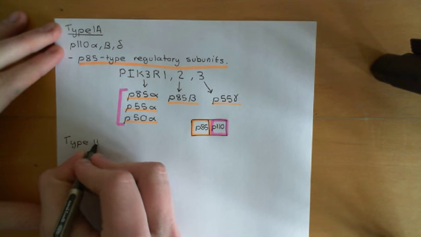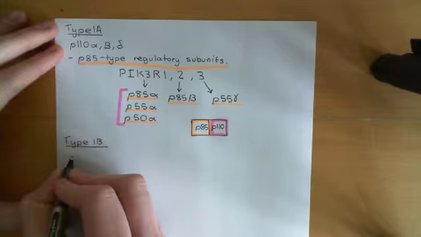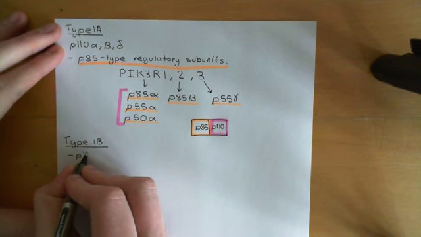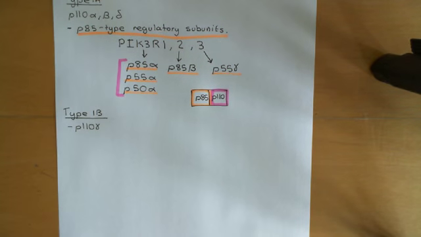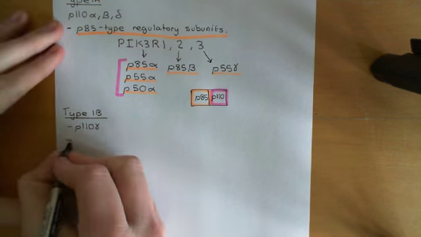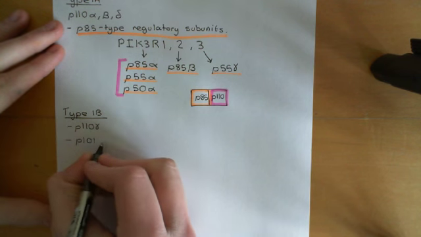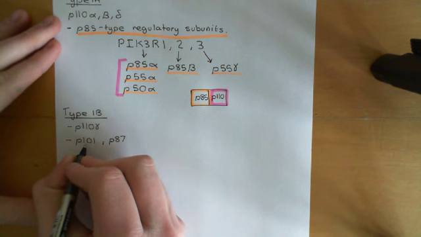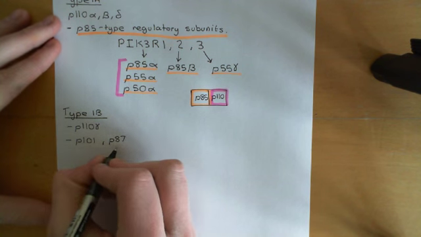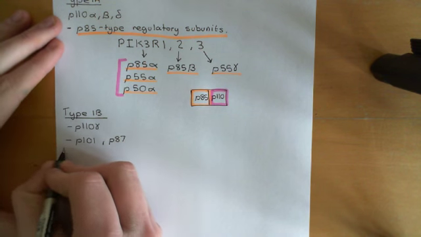Remember, the type 1b PI3 kinases always have P110 gamma as their catalytic subunit. Now, they have different regulatory subunits. P110 gamma does not bind to the P85 type regulatory subunits. It has only 2 regulatory subunits that it can bind to, and these are called P101 and also P87. So it has 2 options for what it can bind to. It can either bind to P101 or it can bind to P87, and these are coded for by different genes.